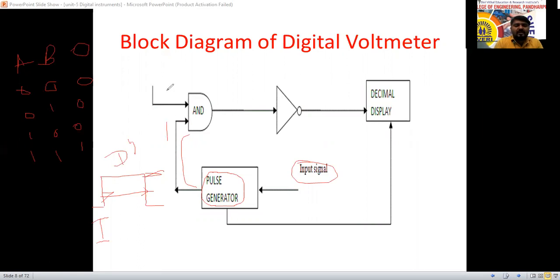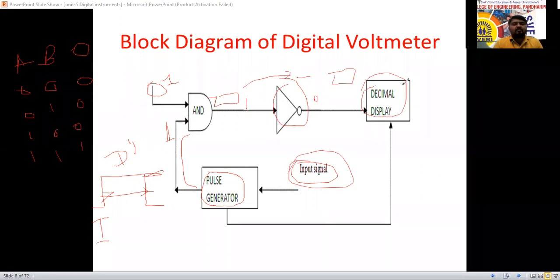So this is the train pulse we are going to consider, that is always 1. This train pulse is always 1. When the pulse generator also sends the 1 here now, it is going to give a positive triggered output. So by using a NOT gate, this positive triggered is converted into negative triggered, which means this output is 1, this one is going to give 0 here now. So this decimal display is going to count the number of pulses, which is equal to the input signal here now. That is going to display the value here.